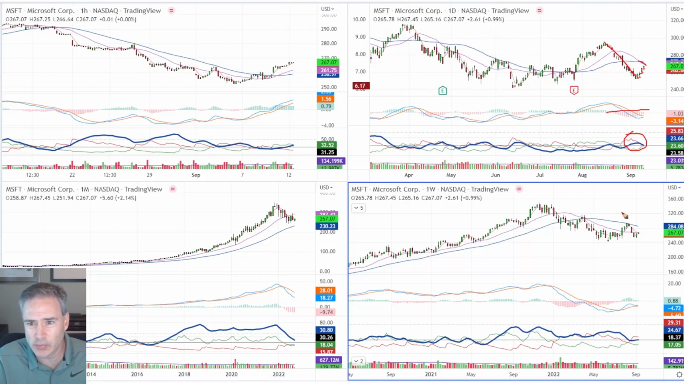So what should everyone be thinking? Oh, well, this looks like a pinch play to the downside. So we've got a pinch play to the upside here and a pinch play to the downside here. So what's the answer to this?